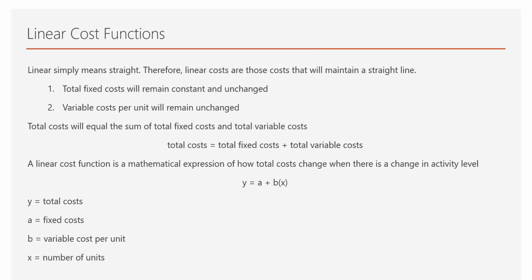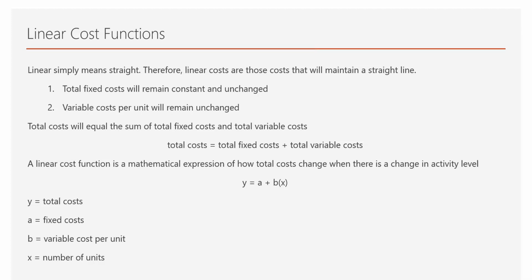So let's break down this formula here. Y in the equation is going to be total cost. A will simply represent fixed costs. B will represent variable cost per unit, and then X will be the number of units. So it kind of makes sense. My total costs, Y, equals A, my fixed costs, plus B times X, my total variable costs.